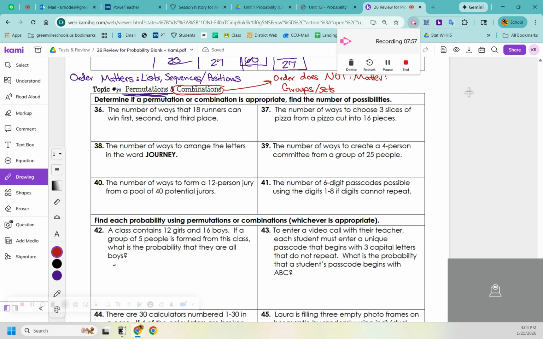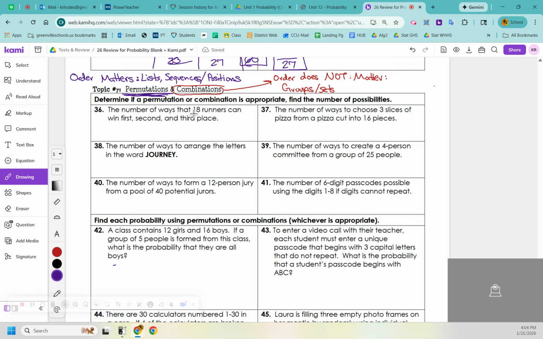All right, permutations and combinations. I know this is what we're worried about. So with permutations, the order matters. If you're making a list, a sequence, or a position, you use permutation. With combinations, order does not matter, so when you're making a group of people, it doesn't matter who you choose first; they're still in the group.